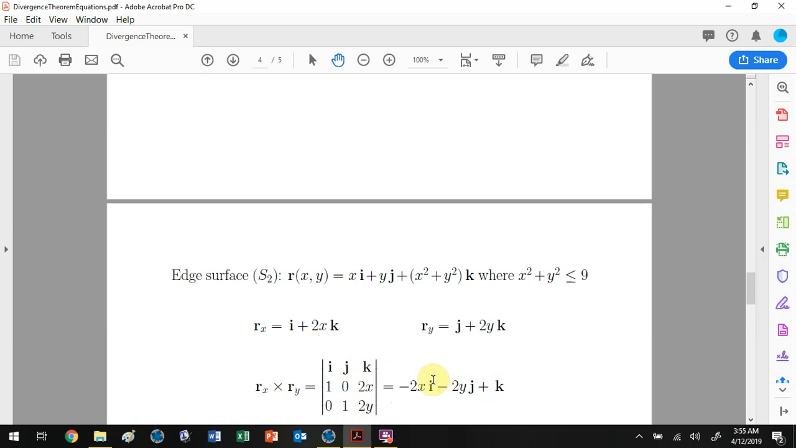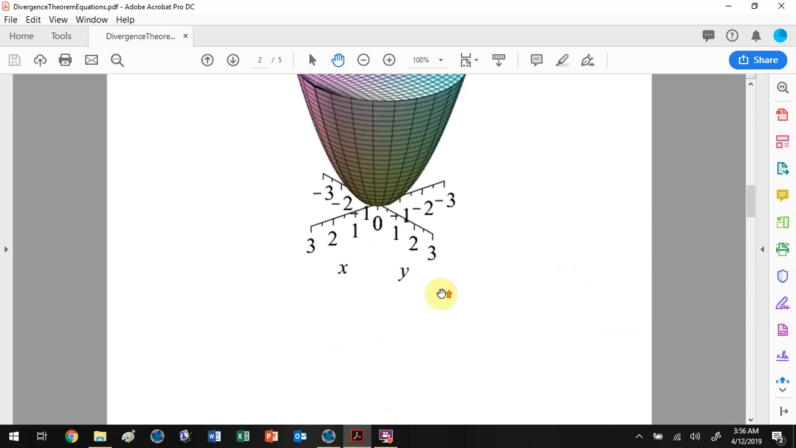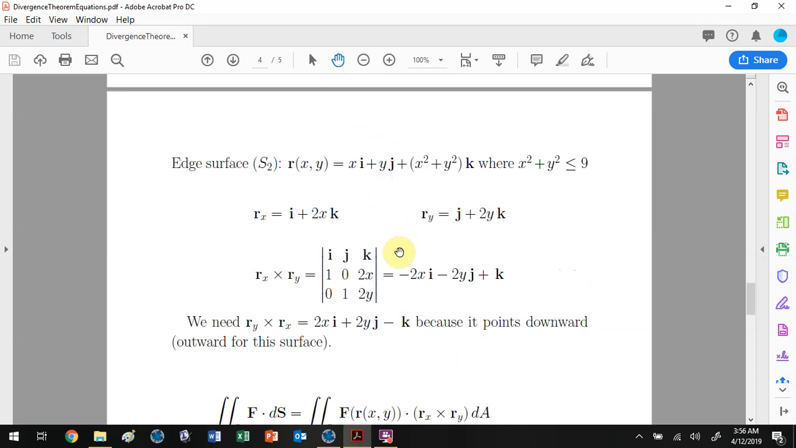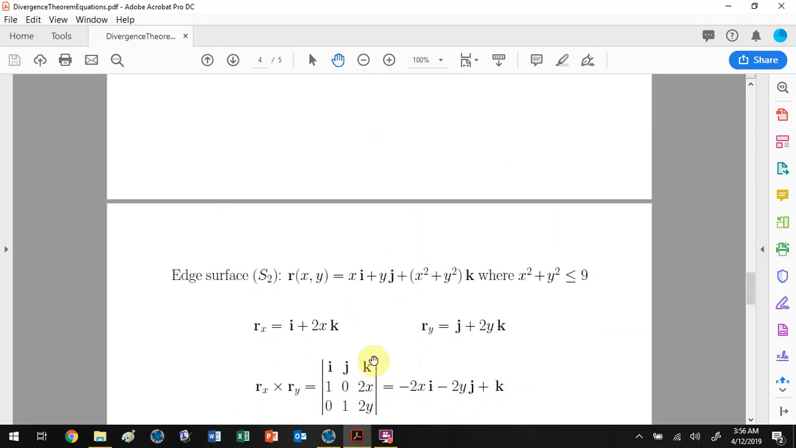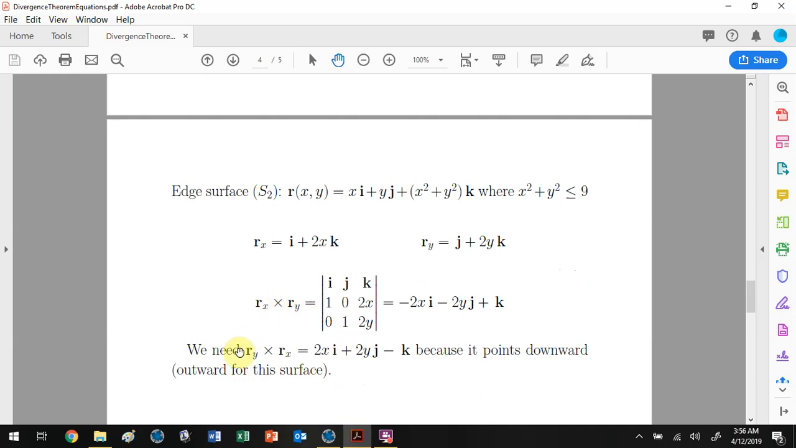But there's a bit of a problem. See if you can spot what the issue is, and this would be a good place to pause for a second to think about what the problem would be. All right, the issue is that this is pointing up, and we said that the normal vector we want is going to be pointing a little bit down, so it's going to have a negative k component. So this must be the other normal vector, not the one we want. So the normal vector we want is just the negative of this one. So we'll negate it, which is the same as swapping these, so that's really Ry cross Rx. This is the downward normal, which is outward for the surface.